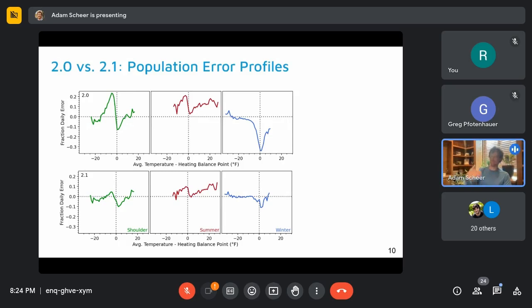We can see the shoulder months on the left have their own distinct error pattern, and the summer is just across the board. There's positive summertime bias. Now, the bottom three plots are those very same error profiles now in the 2.1 model, and we can see actually there's a similar shape to each of those.